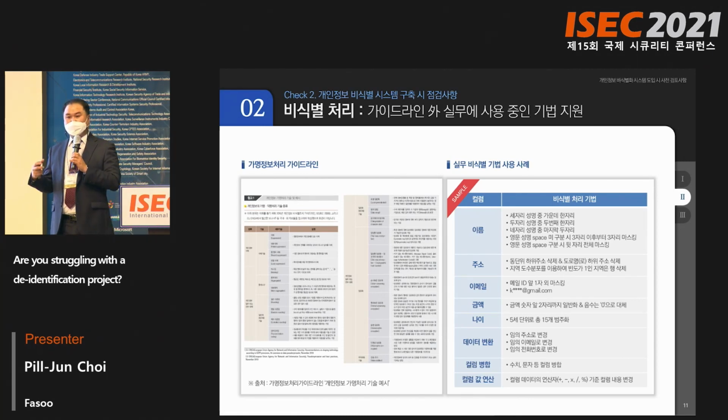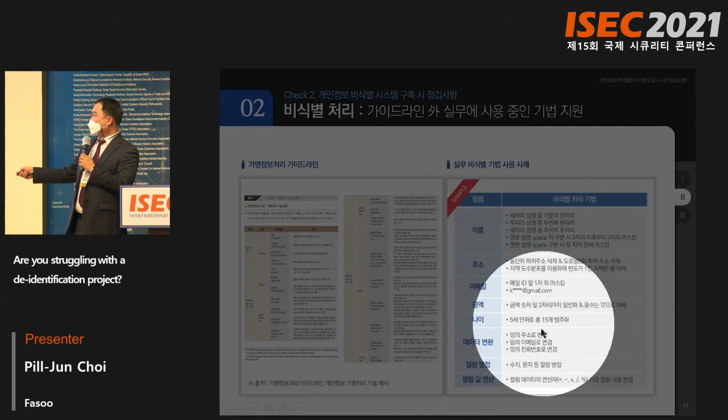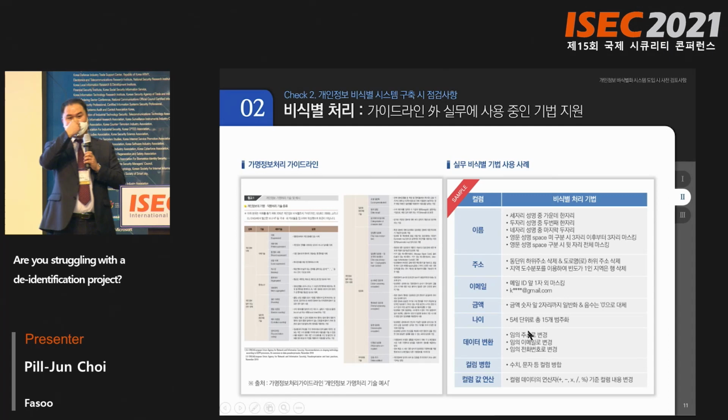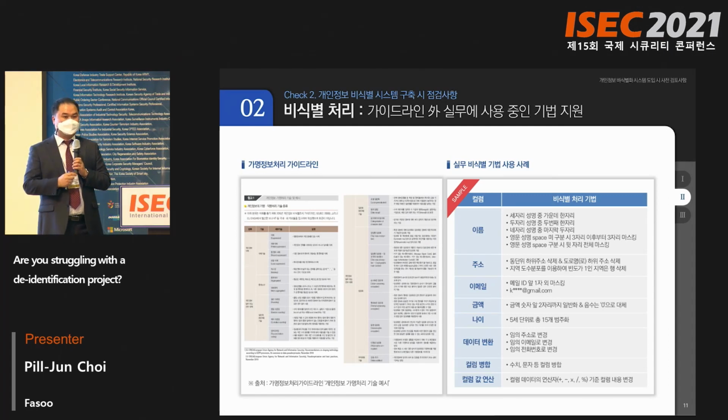When you introduce a new system, please consider the existing techniques for de-identification that the people in your department use.